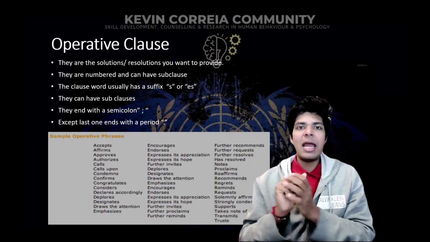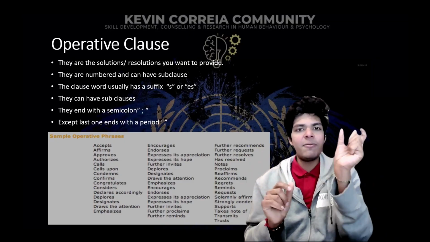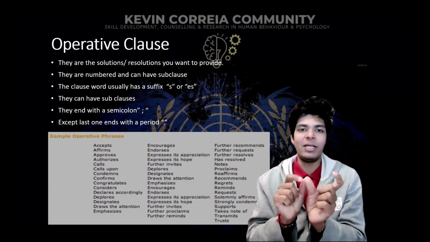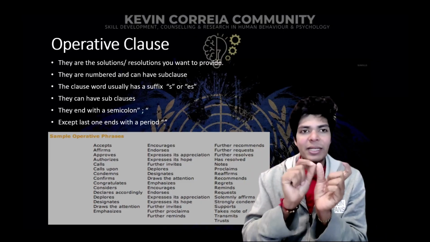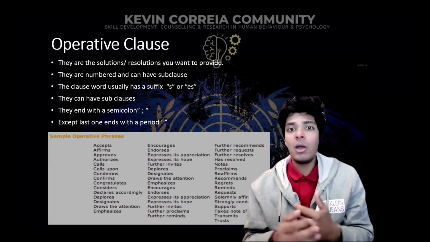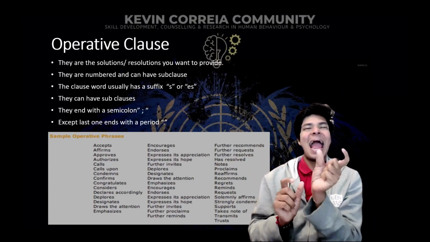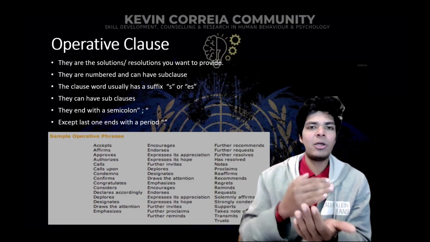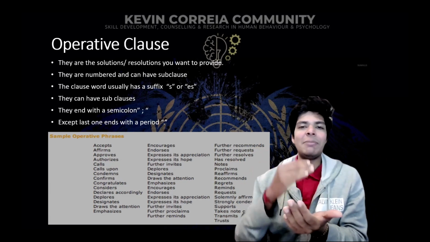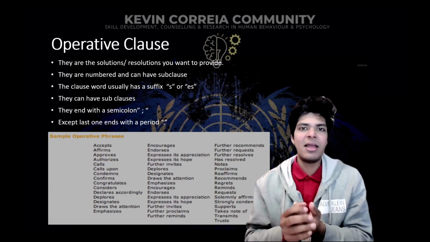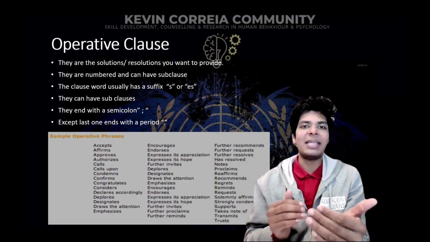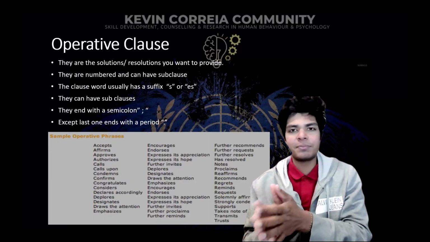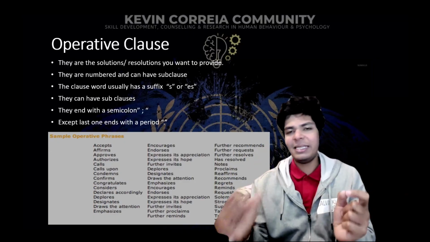Then you go on to have the first word of the operative clause, which always ends with s or es. Why? Because it's a particular action that we want the house to carry out, whether it is recommends or encourages or demands or requests. It's a particular action that we want to carry out in the future from this particular paper. That's why it always ends with s or es.